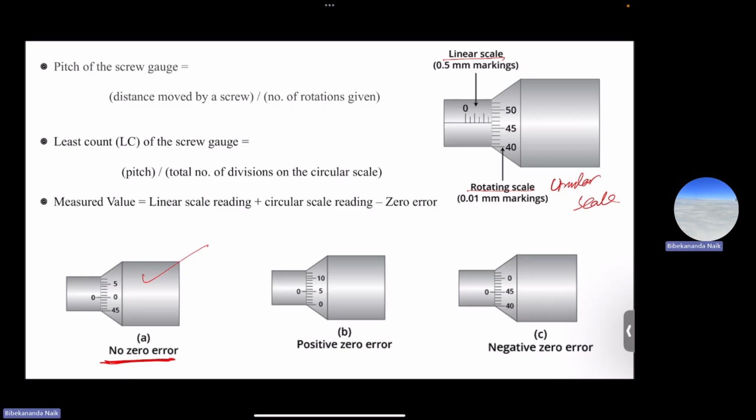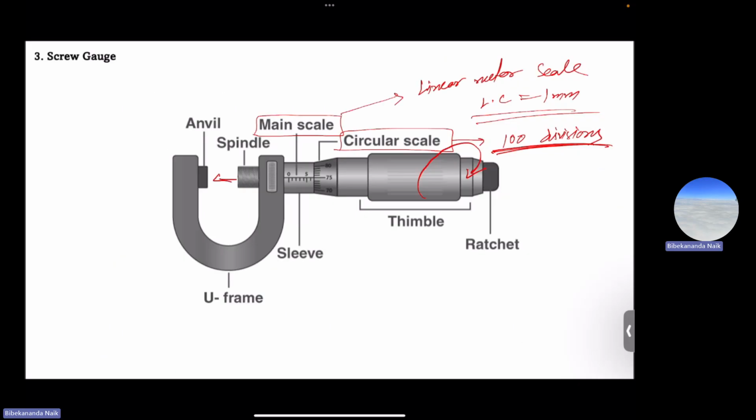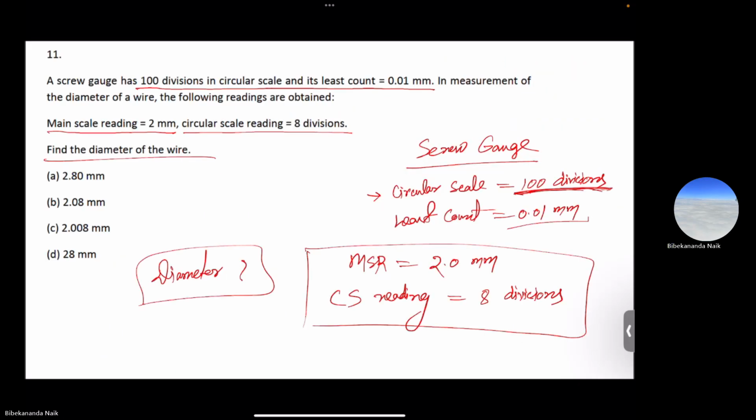Let me tell you one thing. Here what we are seeing has 50 divisions. The example I am explaining is the concept of zero error. In this case, it has 50 readings, but in our question it is 100 readings. This reading basically determines the least count of the instrument. As you see here, it has 100 divisions, so the least count is 0.01 mm, because the linear scale has a least count of 1 mm.